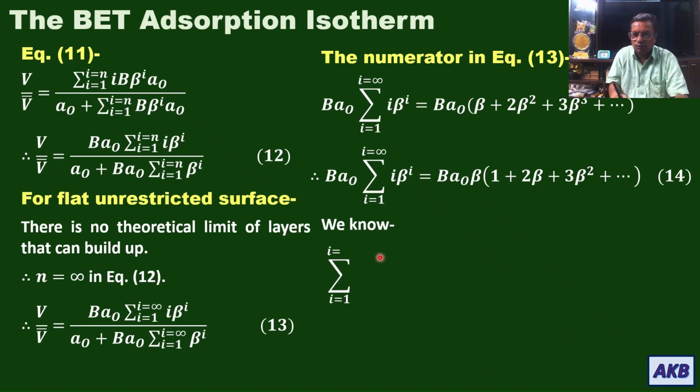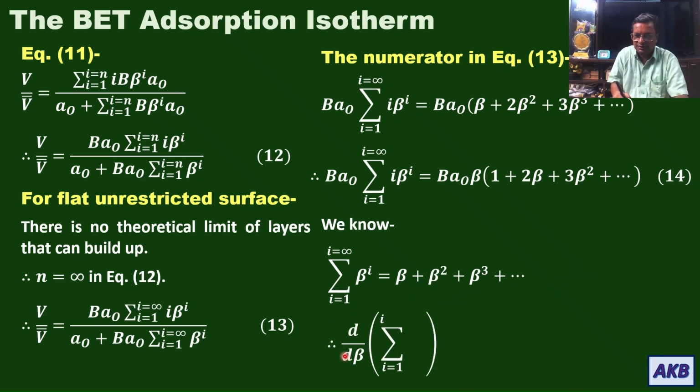Now we know that the summation of beta^i, where i goes from 1 to infinity, is beta plus beta square plus beta cube and so on and so forth. Now if I differentiate this summation, we differentiate with respect to beta. So d by d beta of summation beta raised to i, where i goes from 1 to infinity. That means differentiation of the term on the other side, that is d by d beta of beta plus beta square plus beta cube plus so on.